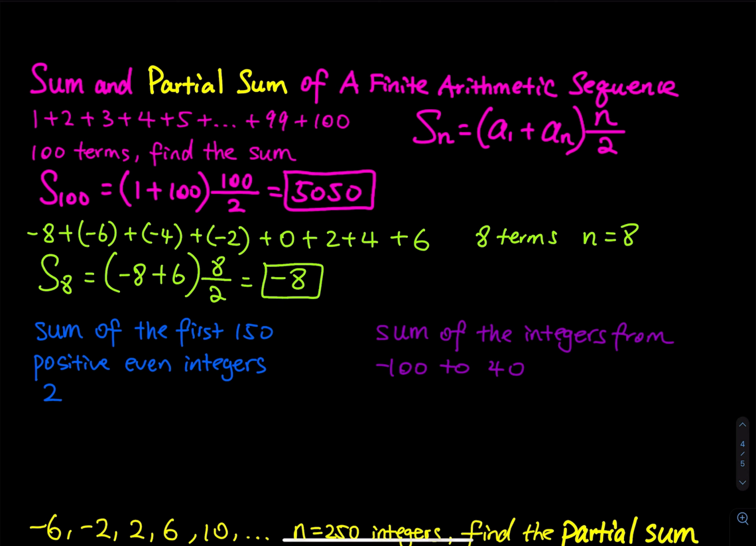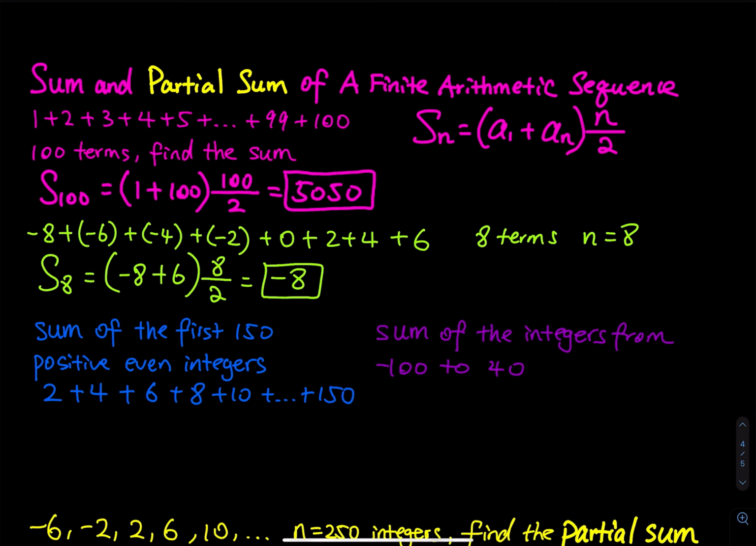And then what else do we have? We have a 4, and then a 6, and then an 8, and then a 10, and then we keep on going until we reach what? Until we reach 300, right? All right.